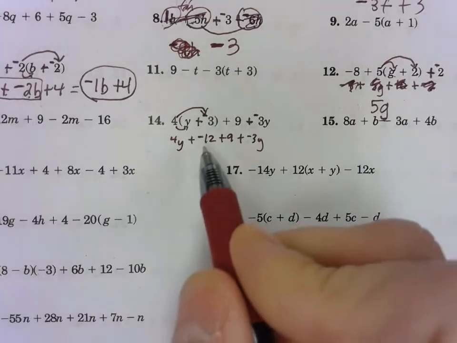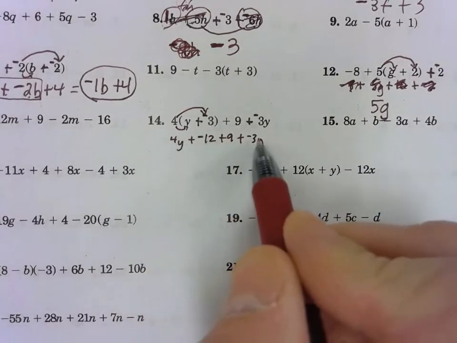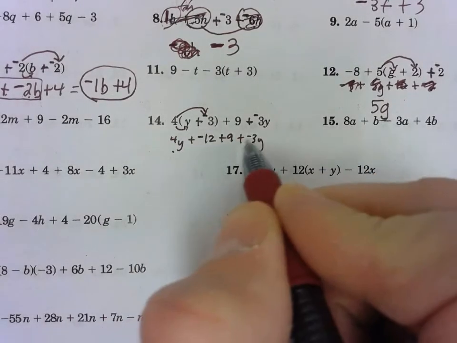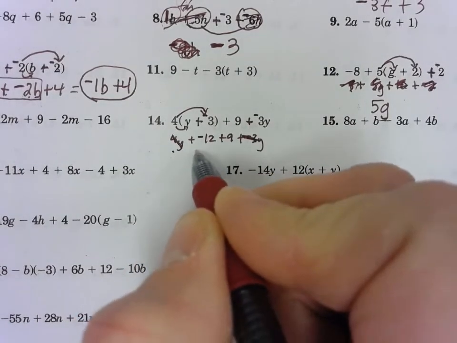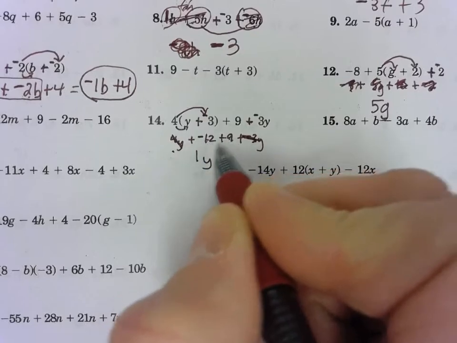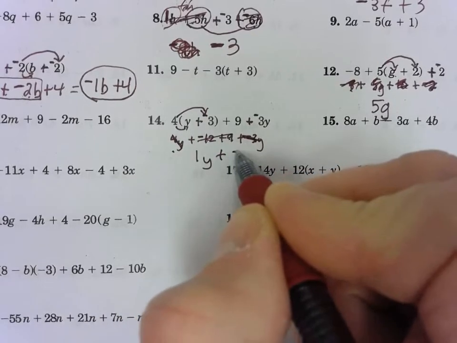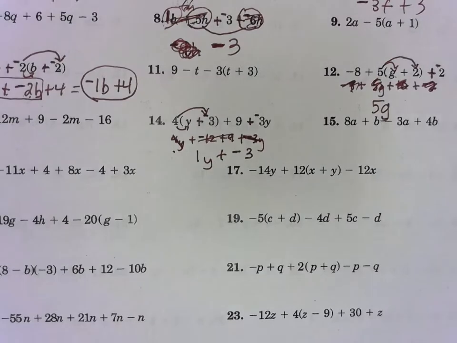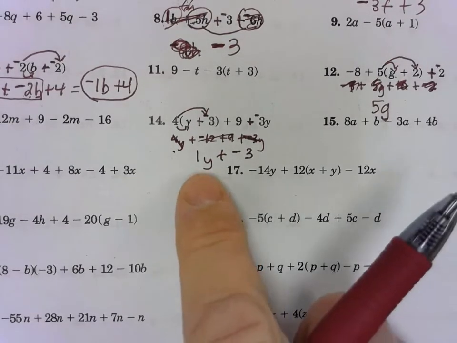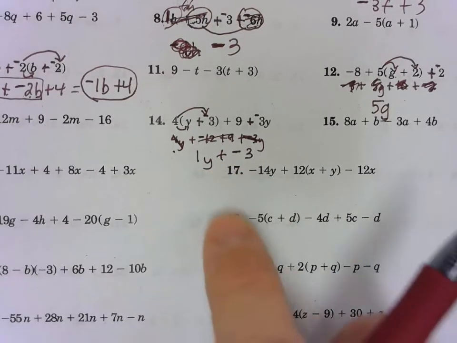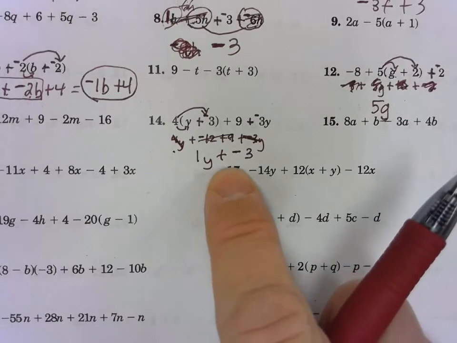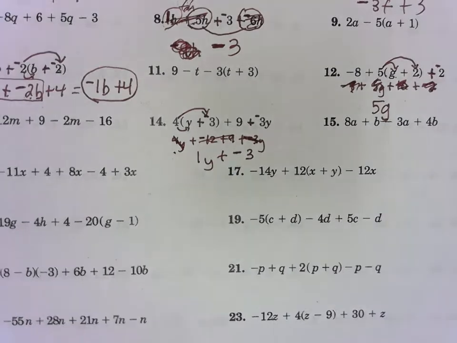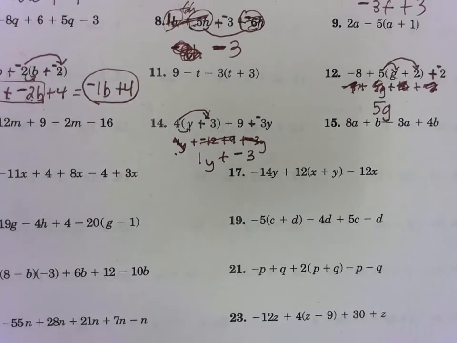Okie doke. So I got the 4y. I got the negative 3y. So 4 plus negative 3 is just 1. So I'm done with them. That's 1y. Negative 12 plus 9 is negative 3. So it'd be 1y. You can type it in 1y plus negative 3, or you can type it in y. You don't have to put the 1 in front of it if you don't want to. You can do y plus negative 3, or you can just type in y minus 3, or 1y minus 3.